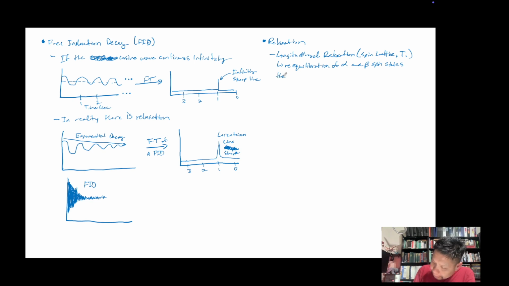Through the transfer of energy through thermal motions in the sample.